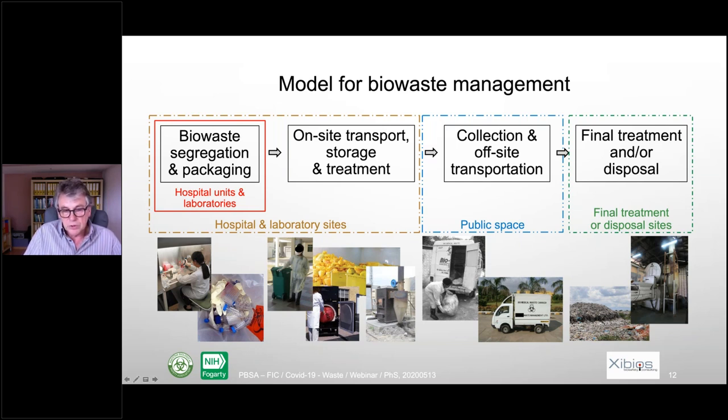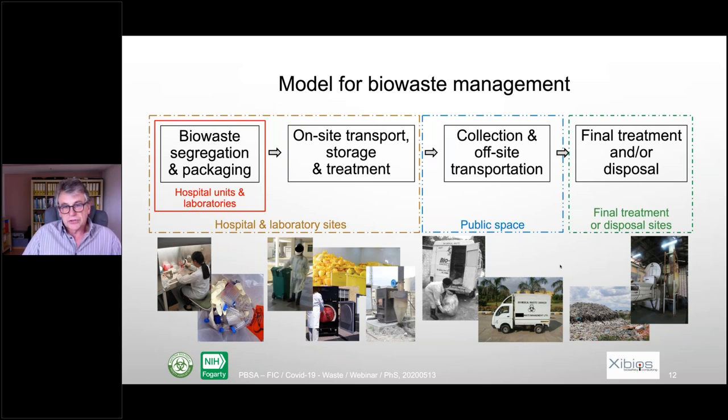The main principle is through autoclaving, we see a picture there, or through incineration. Microwave treatment is also a very good treatment for biological waste. Then once that has been done, there is collection and off-site transportation. You see here collection and a truck for transport of biological waste to a final treatment or disposal site. Disposal is classically landfills, and some of them are controlled, some others not. And if there is some final treatment, generally it is again through incineration.